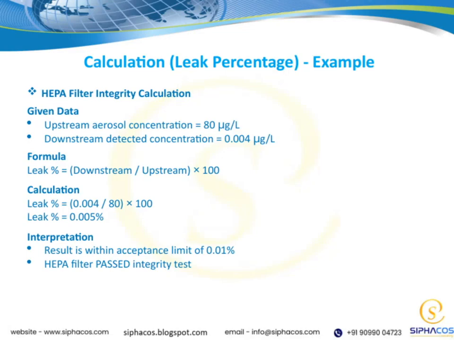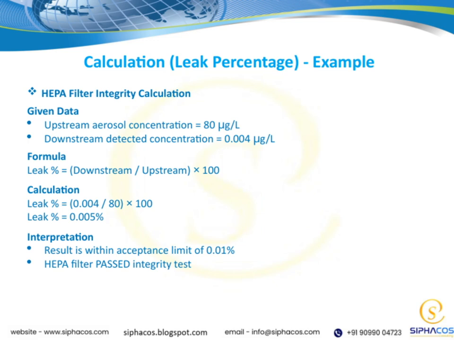Let's walk through an example of calculating the leak percentage for a HEPA filter integrity test. Here's the data we're working with. The upstream aerosol concentration is 80 micrograms per liter, and the downstream detected concentration is just 0.004 micrograms per liter. The key formula we use is straightforward. Leak percentage equals the downstream concentration divided by the upstream concentration, multiplied by 100. This helps us quantify how much aerosol is leaking through the filter.